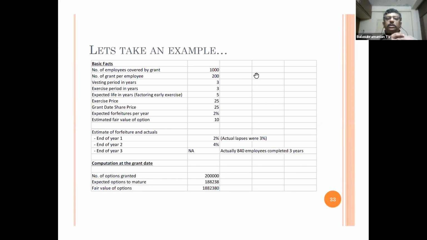So based on this, if you take a calculation of 2 lakh shares, 200 into 1,000 people, 2 lakh shares as the options granted, what you expect at the beginning to mature is 2 lakhs into 1 minus 0.2 into 1 minus 0.2. So it comes to 188,238. All this is available in the Excel. Probably we can even take the Excel and see this.